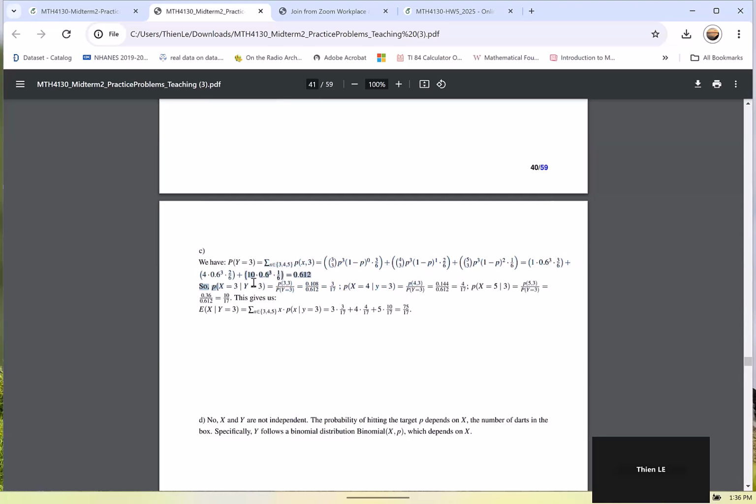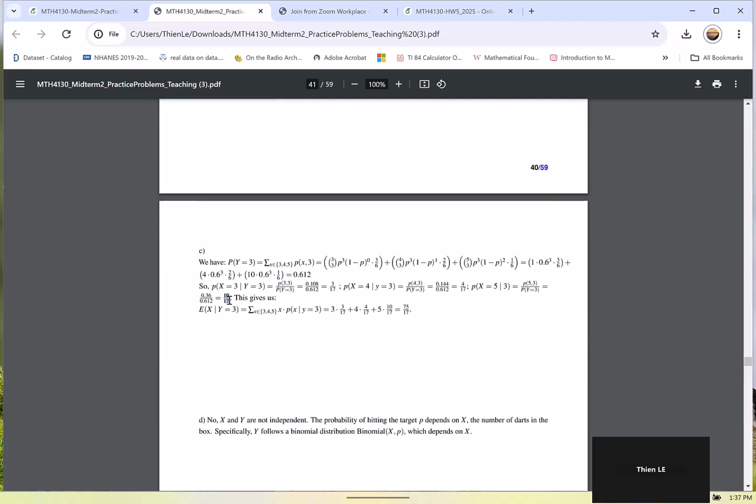Then the conditional probability given Y equals 3: P(X=3 | Y=3) will be P(3,3) divided by P(Y=3), which is 3/17. For X equals 4, you can do the same thing, which is just the second term divided by the summation, and then the third term divided the same way. Now you can see that things get shifted. Originally the probabilities of choosing the boxes with 3, 4, and 5 darts were 3/6, 2/6, and 1/6, but now they become 3/17, 4/17, and 10/17.